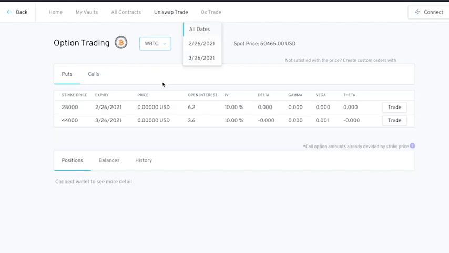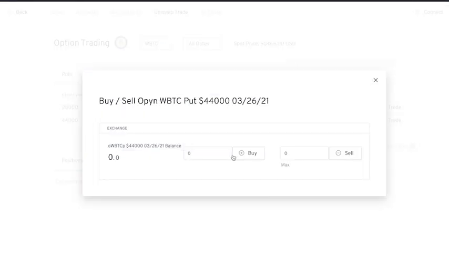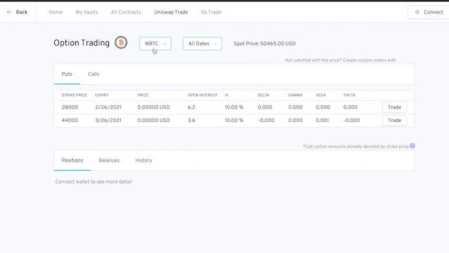You have the different expiry dates, which is the last Friday of every month. And then you have the different strike price, the expiry, the open interest, the implied volatility, all the other stuff, and you can trade there. So this is the version 1 option, or the version 1 alternative, where you can buy and sell and trade them via Uniswap.